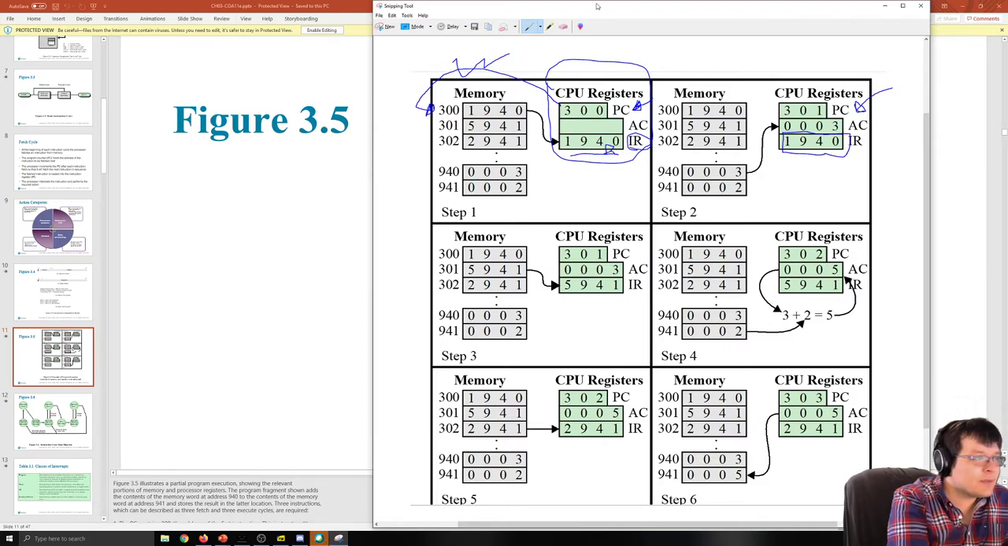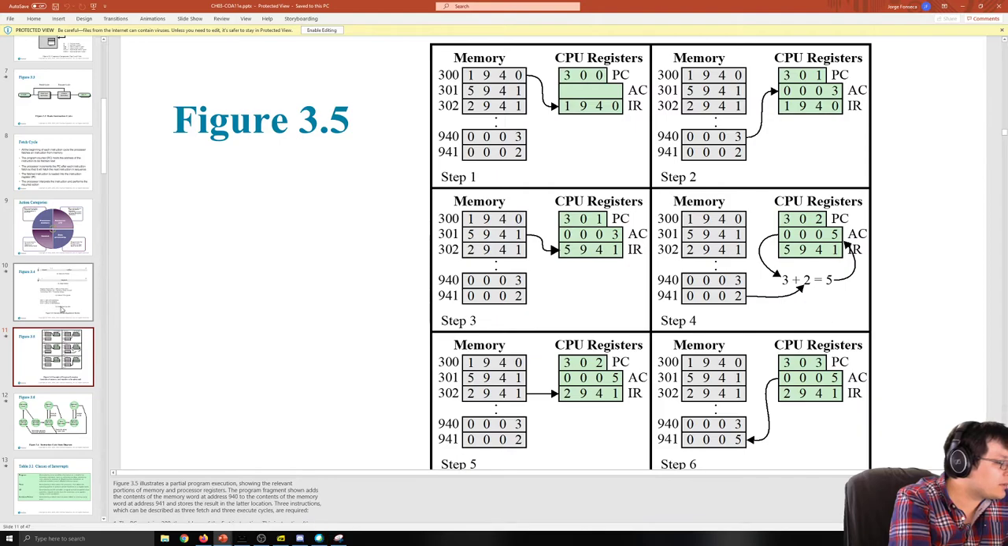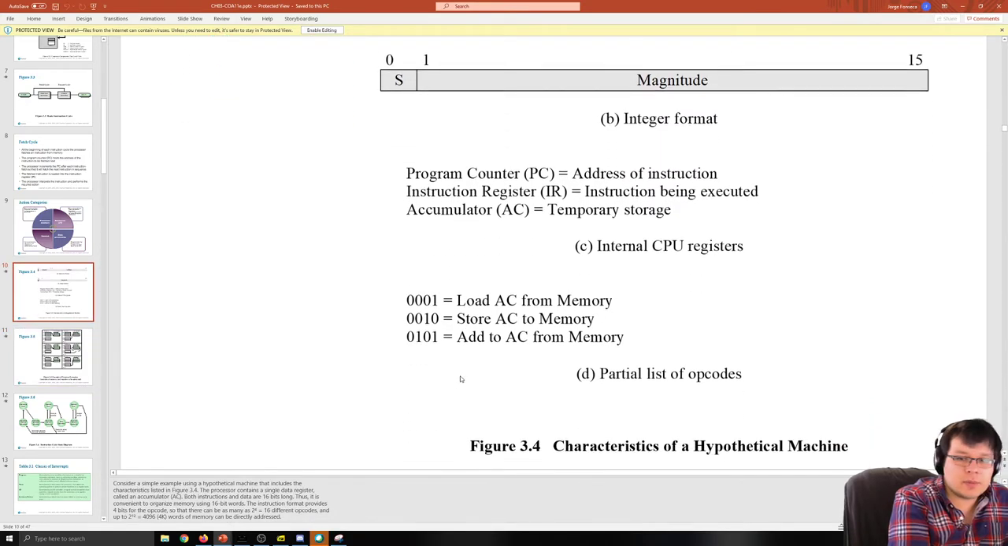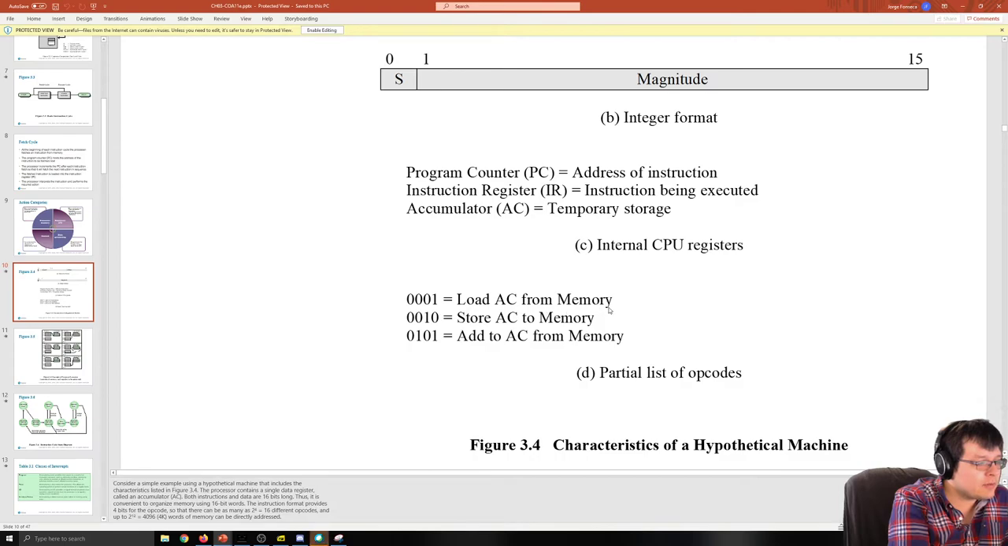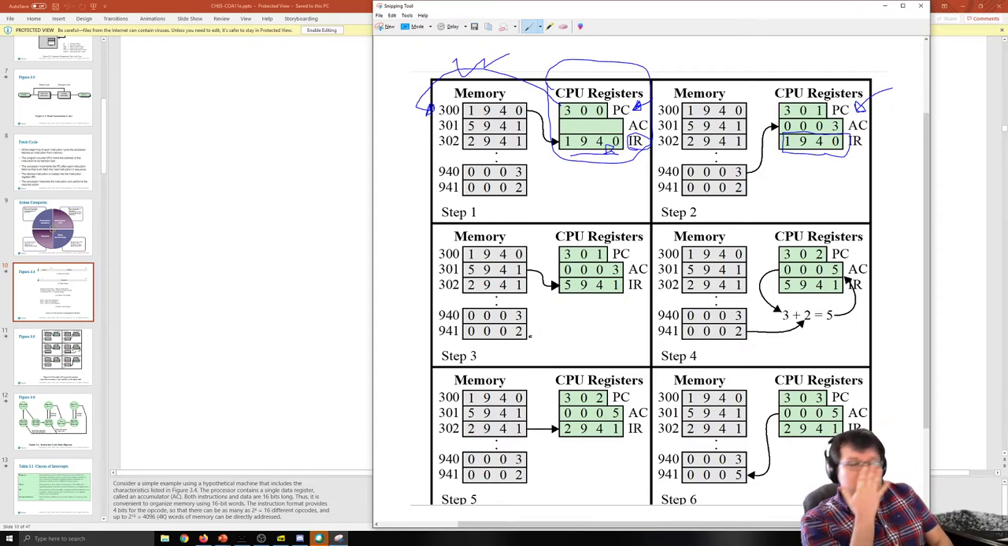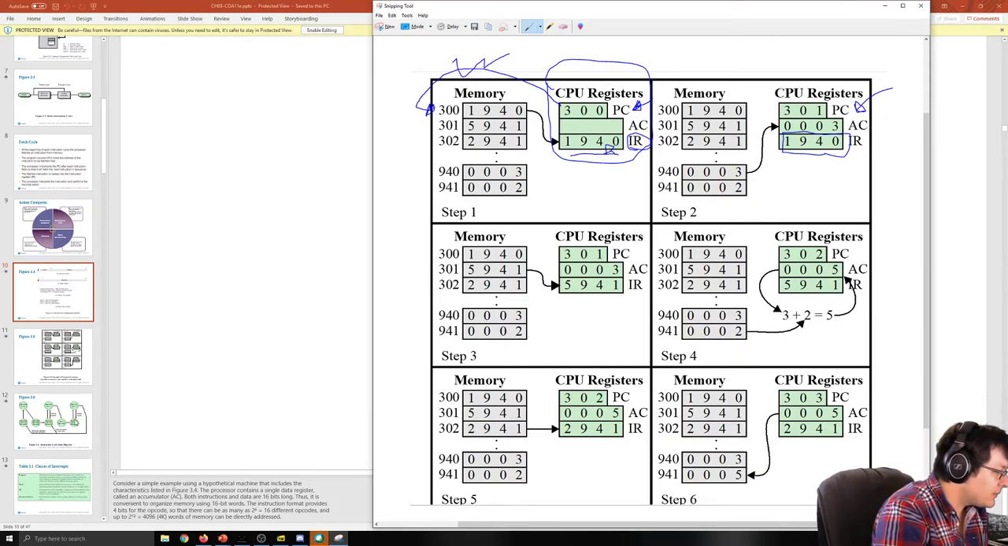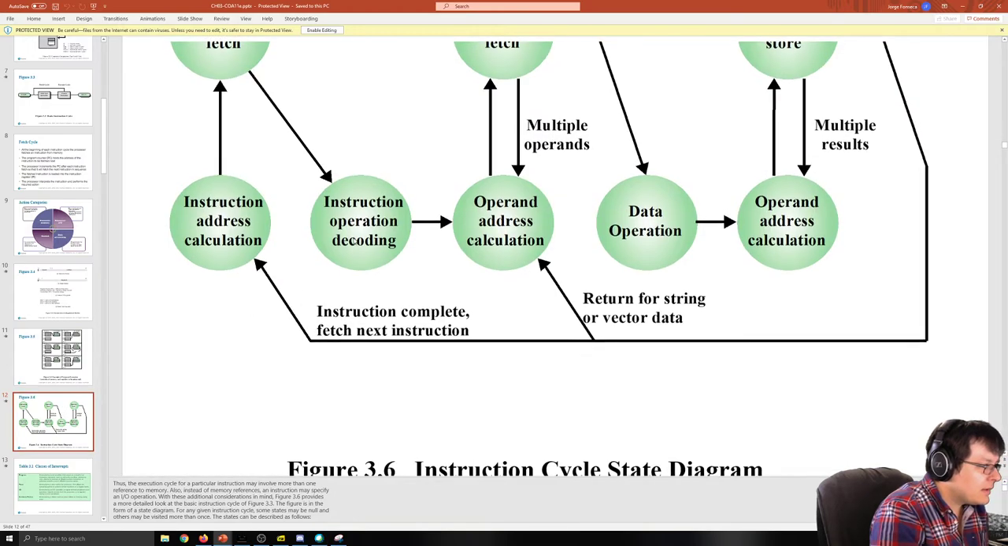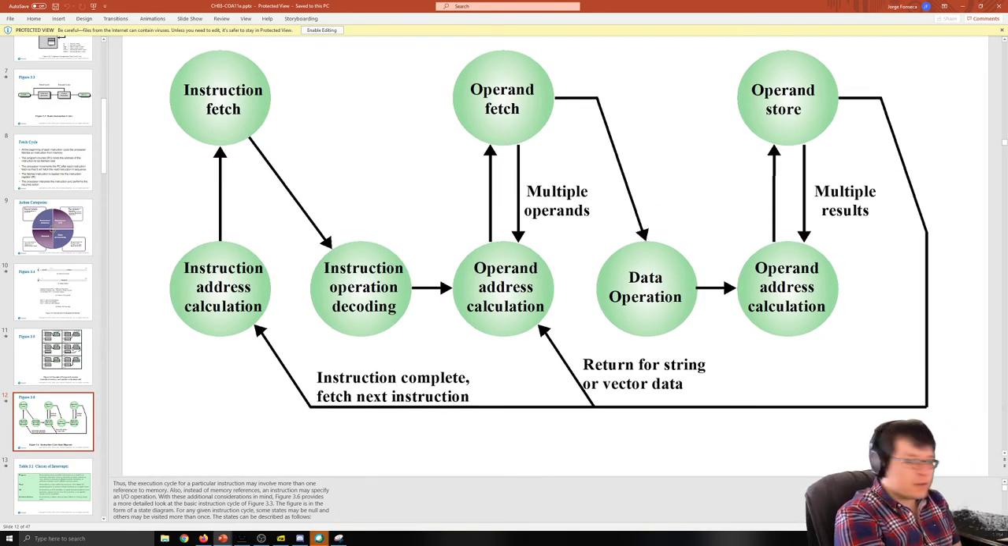From there, we're going to go ahead and run this instruction. So what is this? Well, if we remember, instruction one is supposed to be the load accumulator from memory. That means load into the accumulator whatever the operand address has. So we have 940, that's our operand address. First of all, we're going to decode, as we just did, that one represents load. So that is the operator decoding, this step here, instruction operator decoding, the one that we're working with.